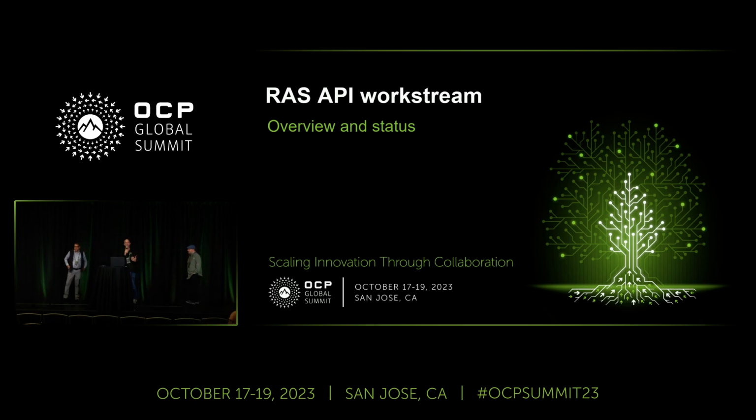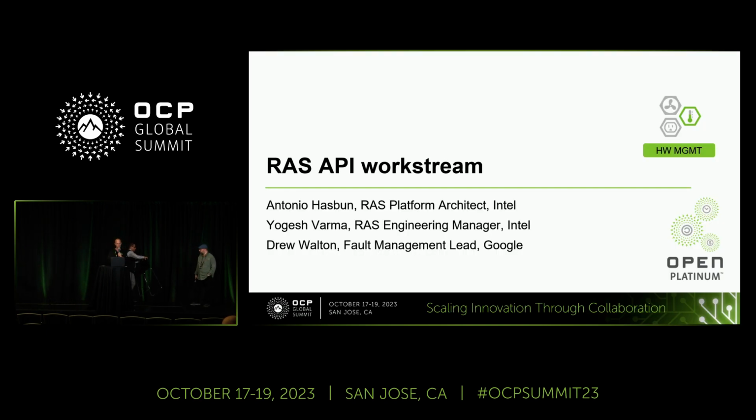All right. So we talked about the big picture and how we're trying to glue things together. We've talked to you about how we deal with memory failures, which are hard for us to figure out. Now we're going to talk about how we connect everything together, how we plumb things. And so that's what the RAS API workstream is about.